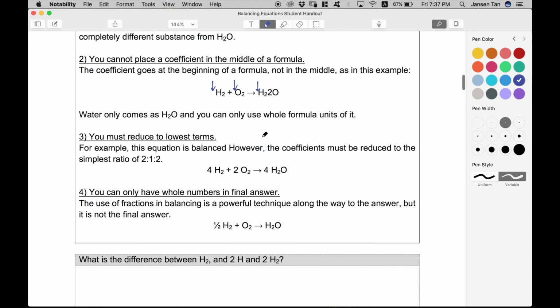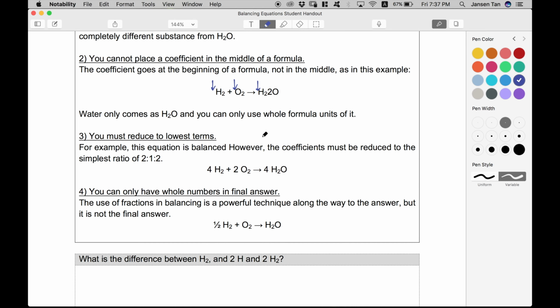Okay, a third rule is that you must always reduce the numbers to the lowest terms. So look at the example here. This is a balanced equation. Okay, there are the equal numbers of atoms on both sides. But then they can be further simplified. So 4 to 4 can be simplified to 2 is to 1 is to 2. So always reduce the ratio to the simplest ratio.